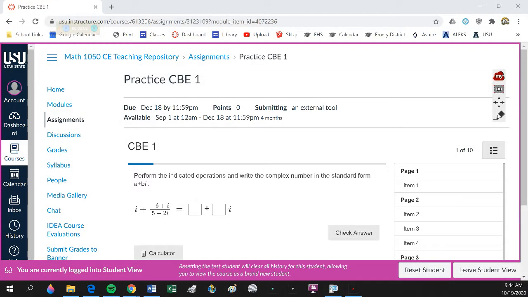Okay, this is competency-based exam number 1. And the first one deals with imaginary numbers. So just a really quick review.